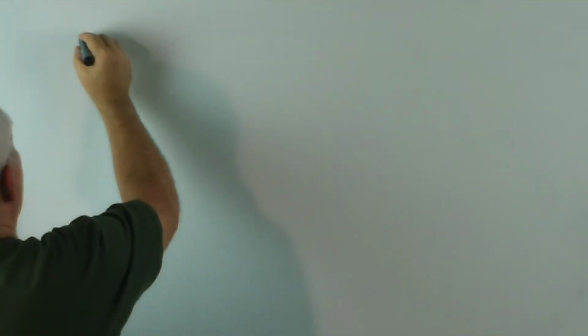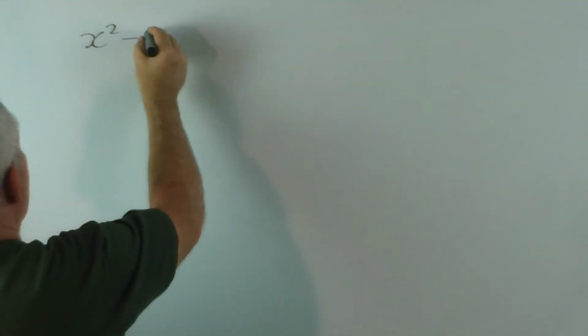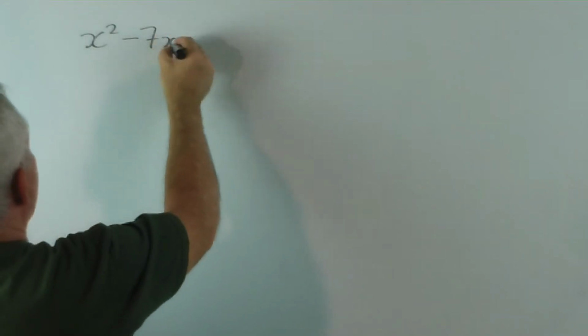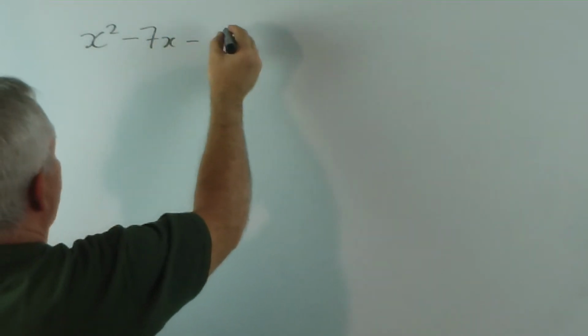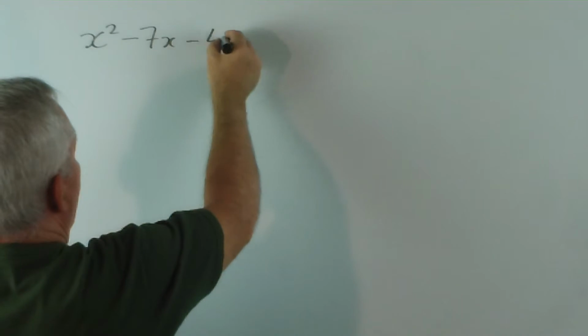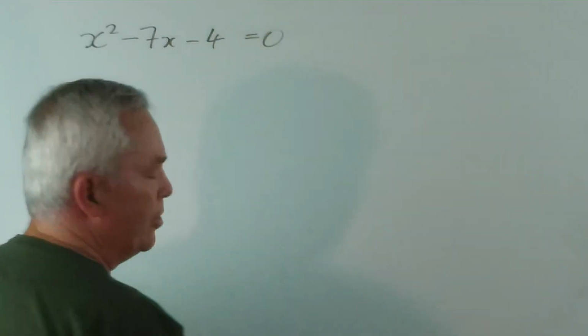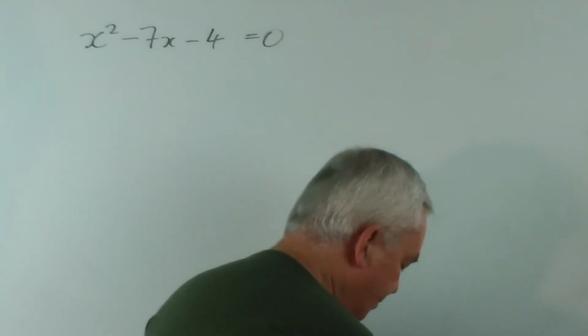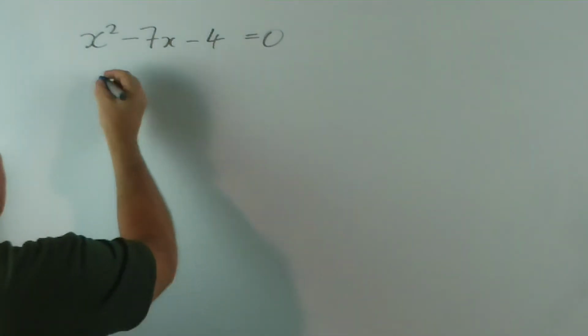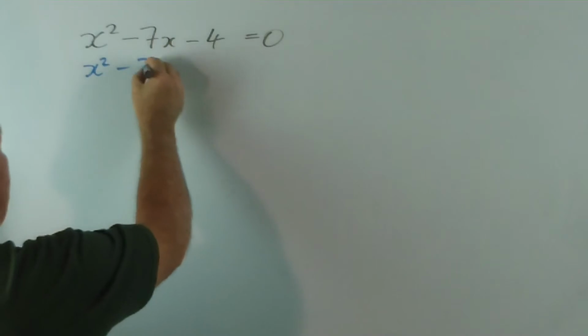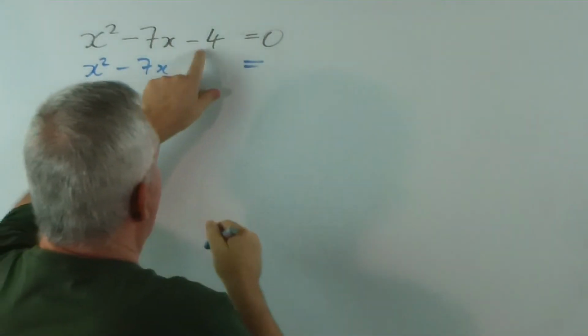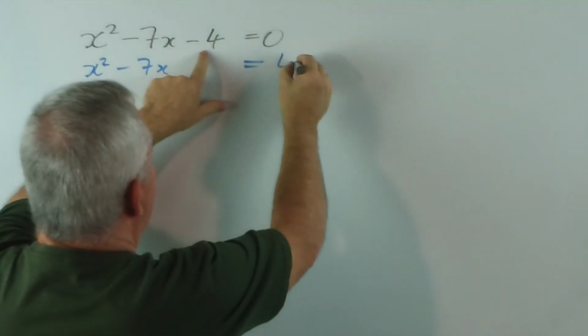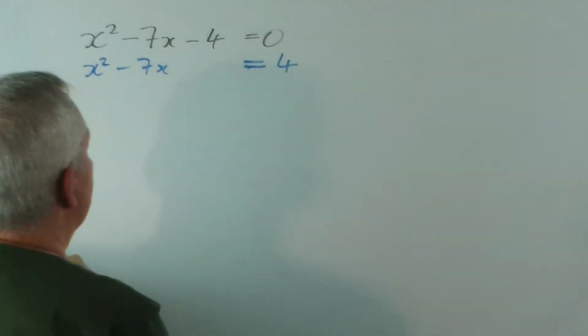Well, here we go. Let's have a look at this one. X squared, let's make it minus 7x minus 4 equals 0. So let's try this one out and see what we get. Now, procedure: leave this alone. As before, move this to the other side where it becomes a positive 4.